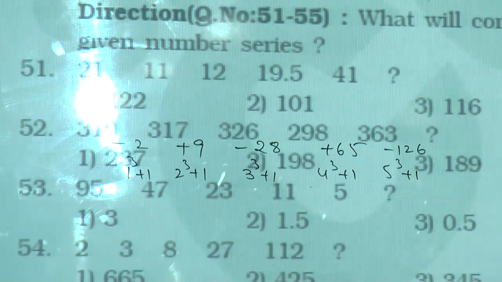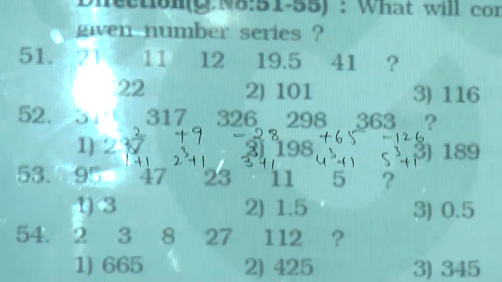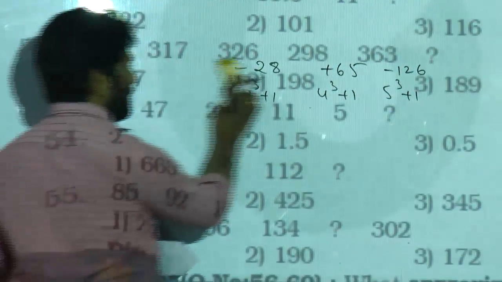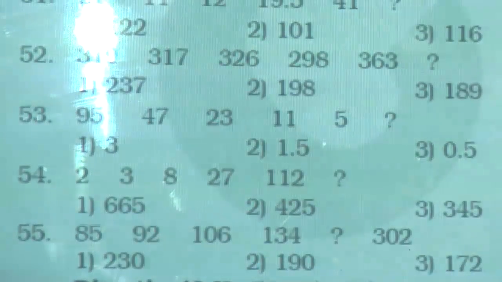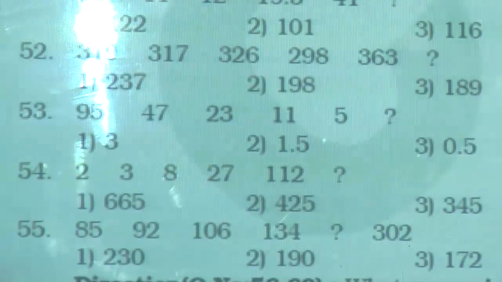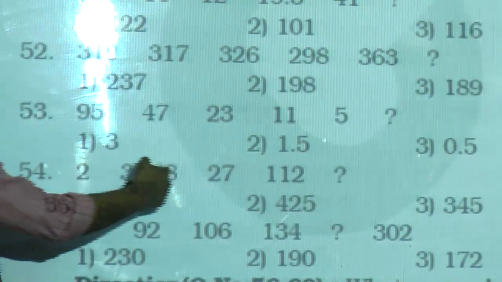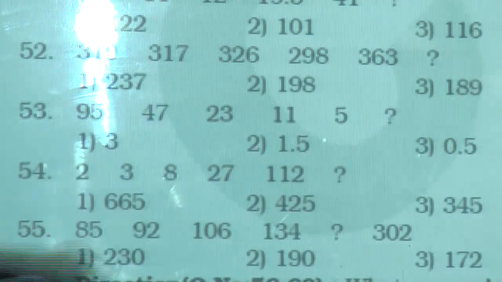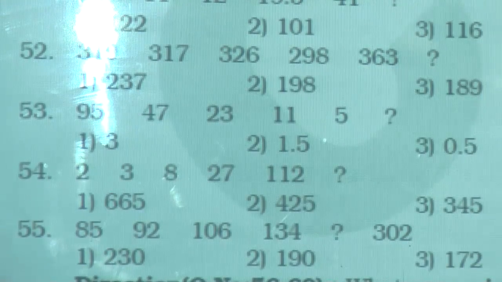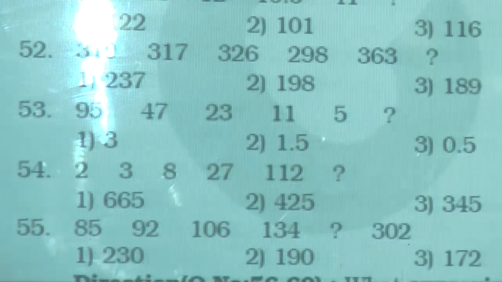Next, any other question? Number series 54. Into 1 plus 1, into 2 plus 2, into 3 plus 3, into 4 plus 4, into 5 plus 5. Right? Next, any other question?